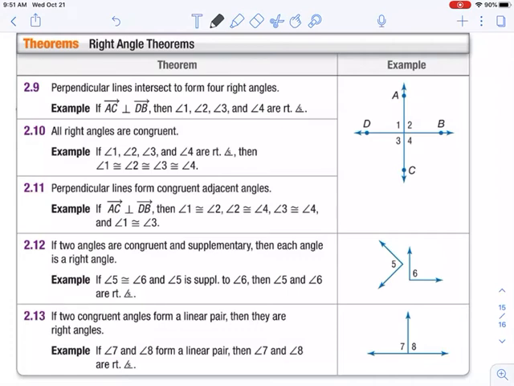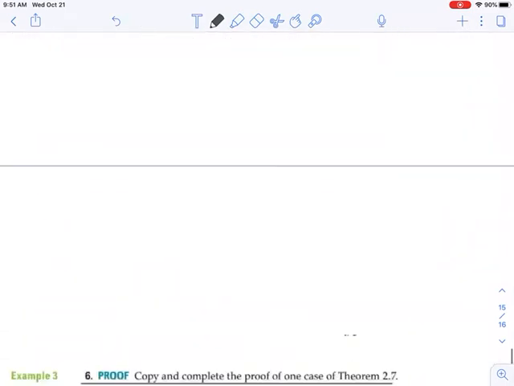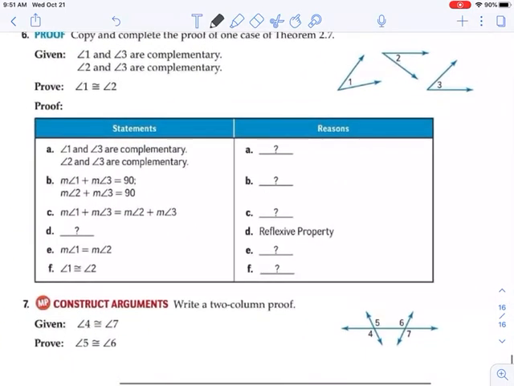If 2 angles are congruent and supplementary, then each angle is a right angle. So if they're both the same and they add up to 180, the only numbers that do that are 90 and 90. If 2 congruent angles form a linear pair, then they are right angles. So if they're congruent and a linear pair, they are right angles.